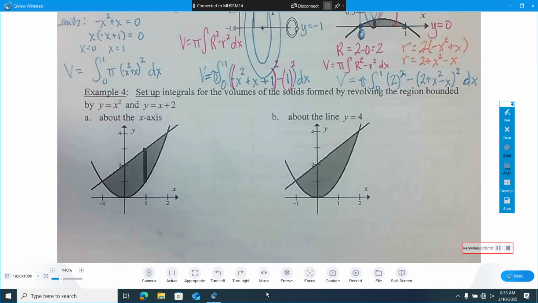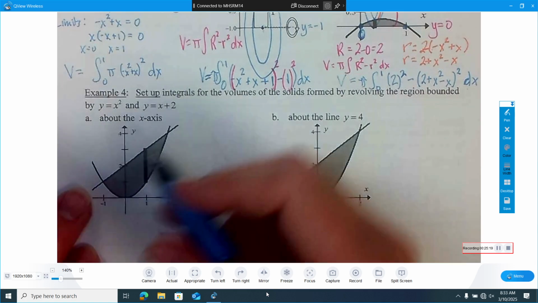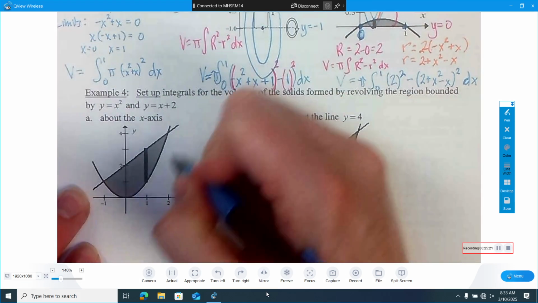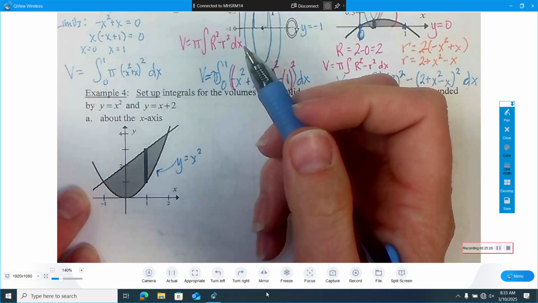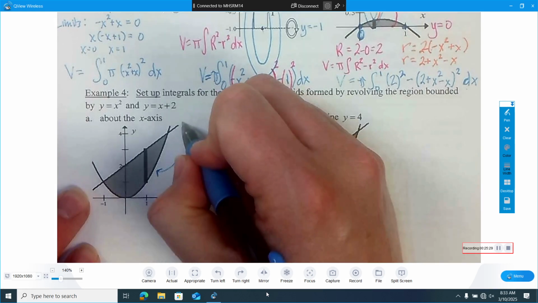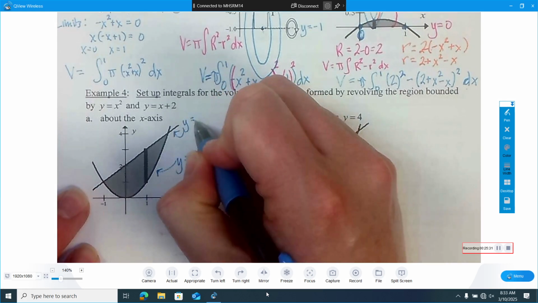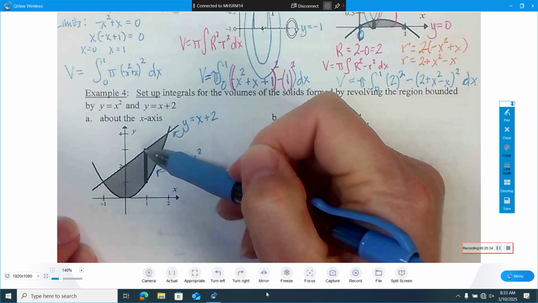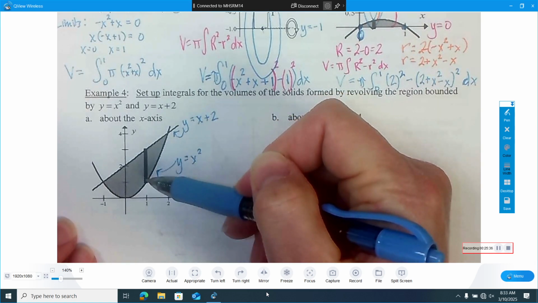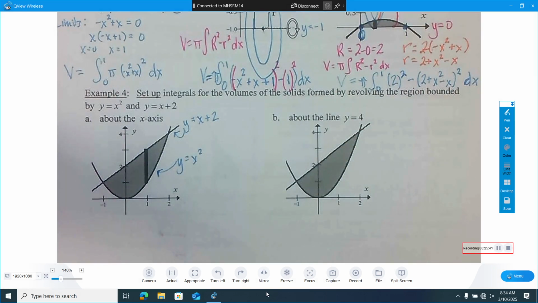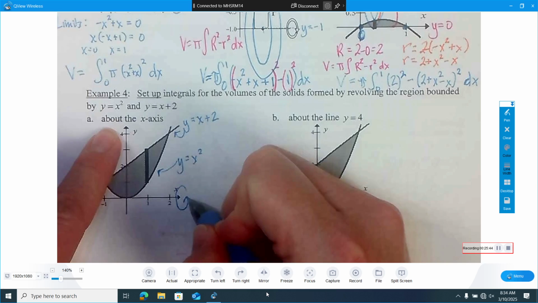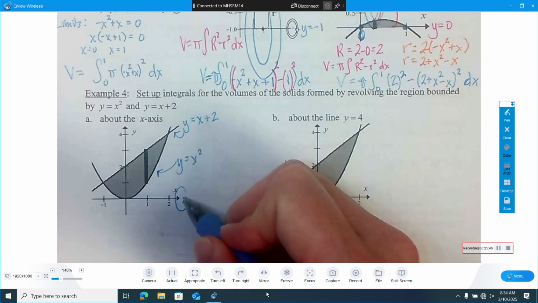All right, example 4, set up integrals for the volumes of solids formed by revolving the regions bounded by y equals x squared. So that's this curve, y equals x squared. And the line, y equals x plus 2. Here we're taking vertical slivers. And on this particular one, we are rotating about the x-axis.